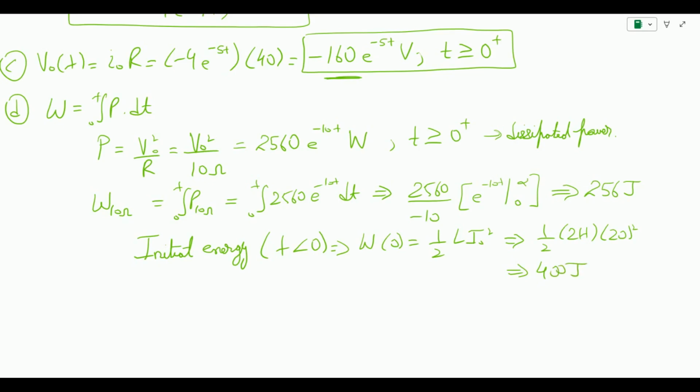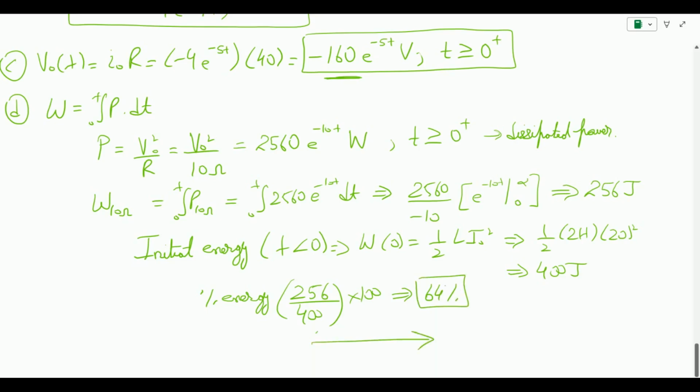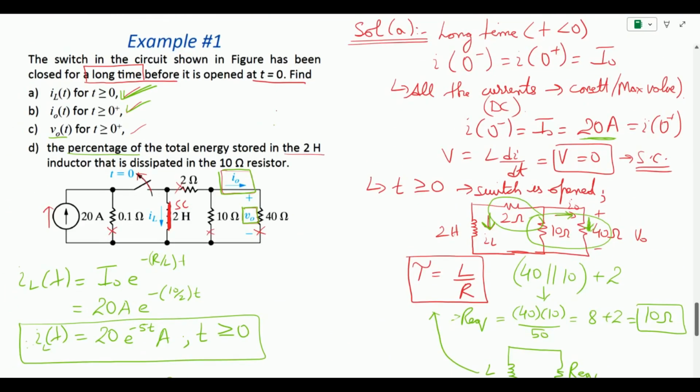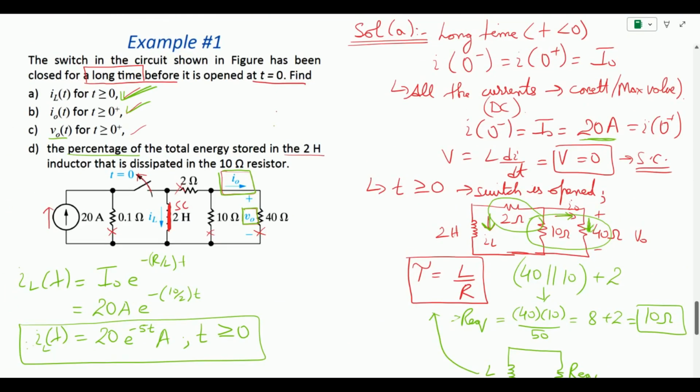Now in order to find the percentage energy of the system, we are just going to take the current energy in the 10 ohm, divide by 400 and take the percentage, and it comes out to be 64%. So this is the total amount of energy dissipated in the system, and hence this concludes our solution to this example consisting of 4 parts.